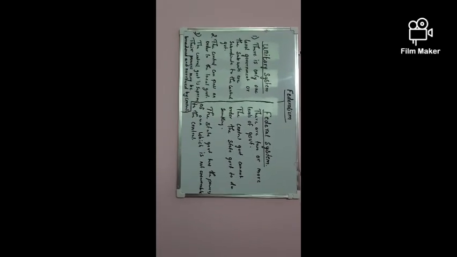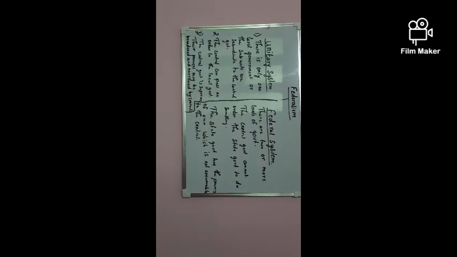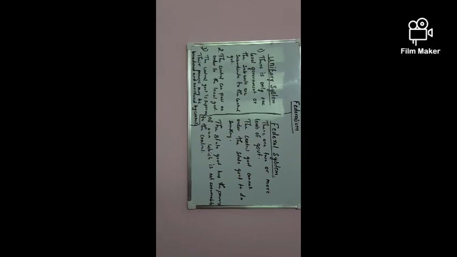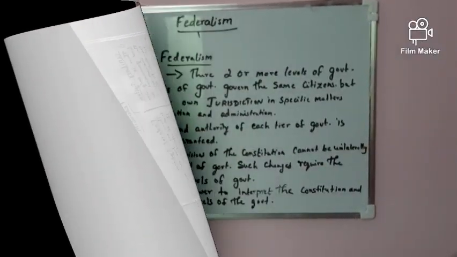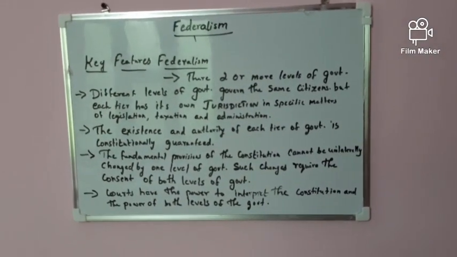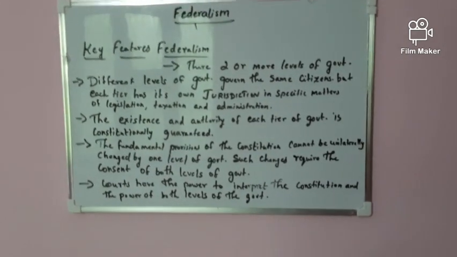Children, listen here. I have written everything on the board. Better you copy these things and write them in your notes. Either write it in your notes or take your textbook and underline the main points which I have written on the board. Okay. I hope you understood what is federalism, and how it differs from the unitary system. Next, I am going to see the key features of federalism.